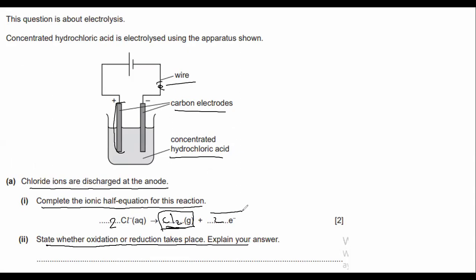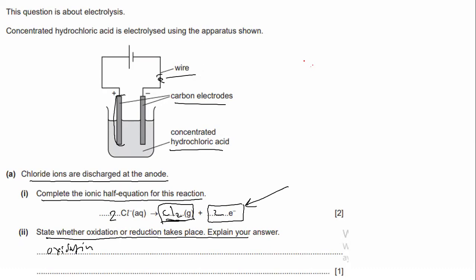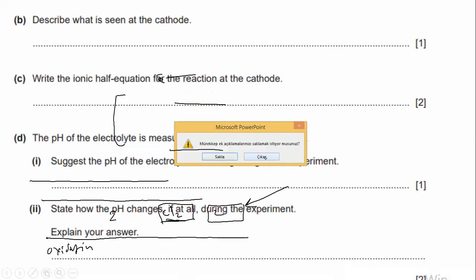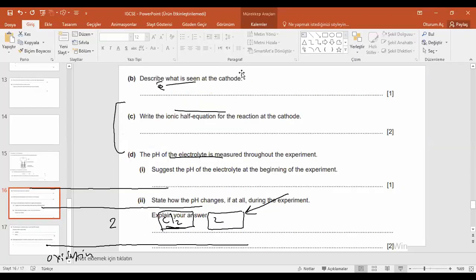State whether oxidation or reduction takes place. Guys, as I told you, when you see the electrons on the right side, on the product side, the process will be oxidation because electrons are lost.